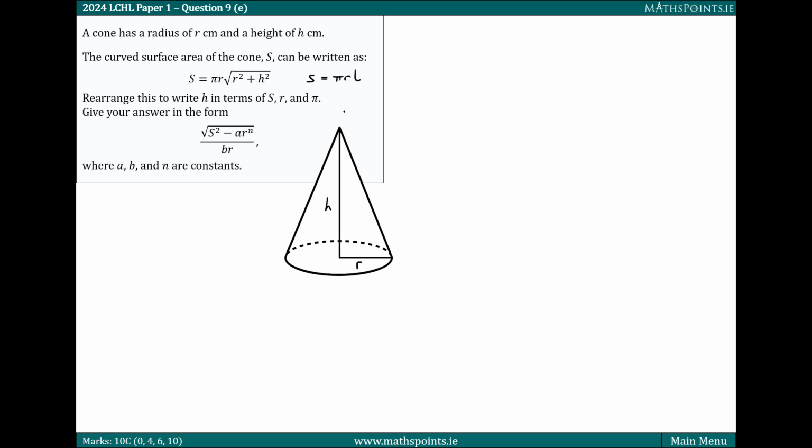its slant height, L. So this measurement here. So the curved surface area of a cone is pi times r times L, and they want us to view this formula in terms of r and h. So how did they get there?